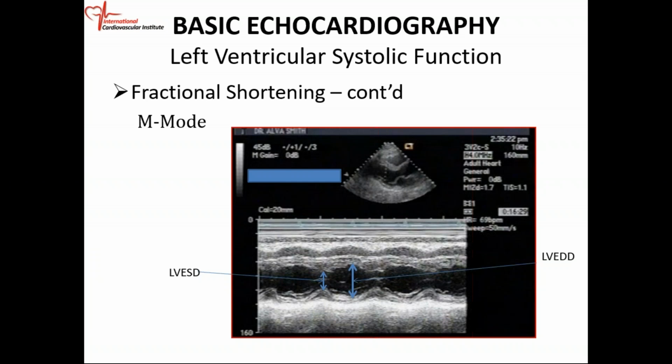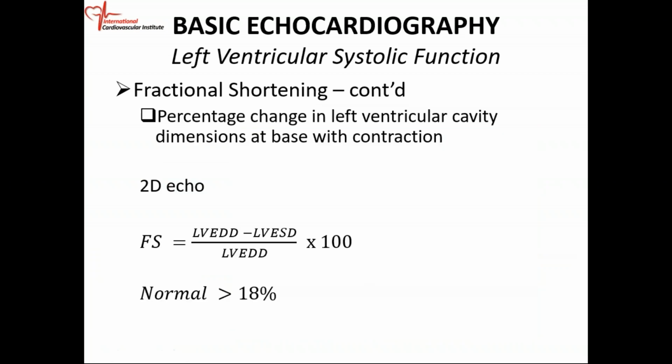So all you have to do is subtract this, and then divide it by that. That is fractional shortening, okay? So it is the left ventricular end diastolic dimension minus the left ventricular end systolic dimension, divided by the left ventricular end diastolic dimension, times 100. For M mode, it's usually greater than 25%.